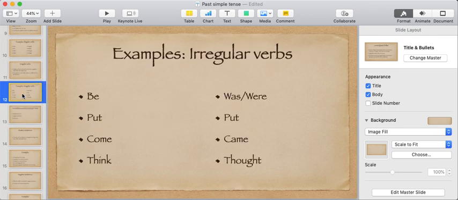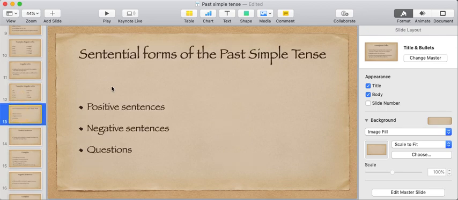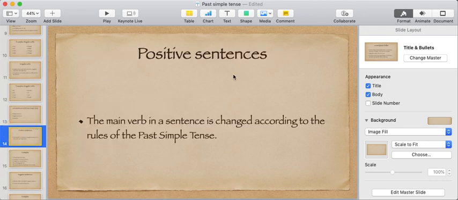When we know all the verbs, we have a look at the sentences: the sentential forms of the past simple tense. There are three kinds of sentences: positive, negative, and questions. We're going to have a look at the positive sentences first.